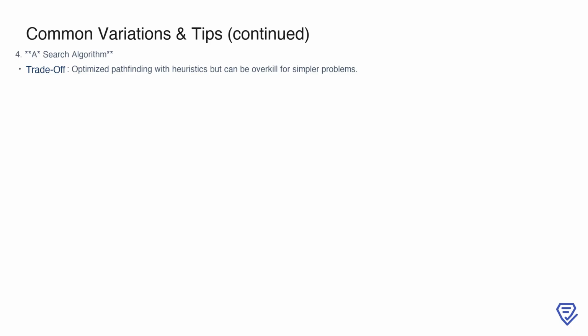Finally, there's the A* search algorithm, which is another powerful alternative. This method incorporates heuristics to optimize pathfinding, making it especially effective for certain types of problems. However, it can be overkill for simpler scenarios, where the added complexity isn't justified. Choosing the right approach ultimately depends on the specific constraints and requirements of the problem you're solving. Balancing efficiency, memory usage, and implementation complexity is key to developing a robust and scalable solution.